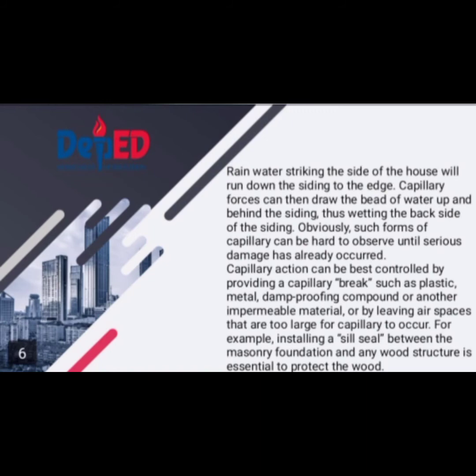Capillary action can be best controlled by providing a capillary break, such as plastic, metal, damp-proofing compound, or another impermeable material, or by leaving air spaces that are too large for capillary action to occur. For example, installing a seal between the masonry foundation and wood. And any wood structure is essential to protect the wood.